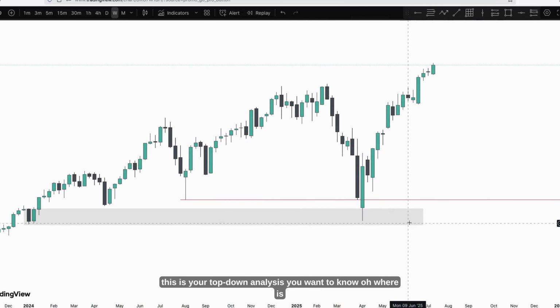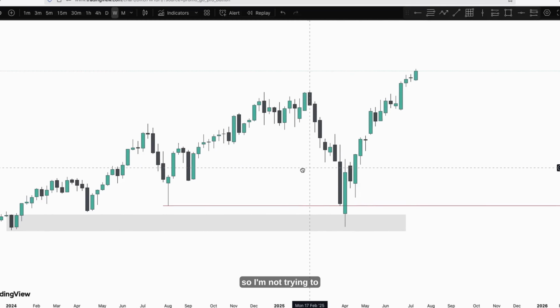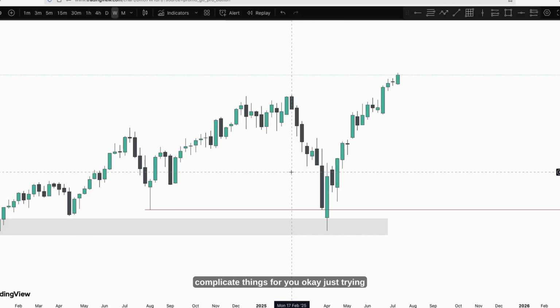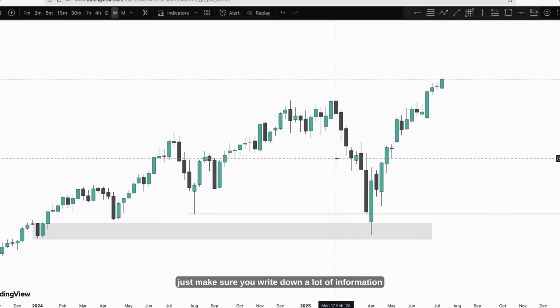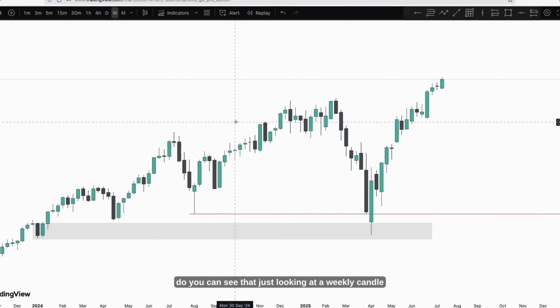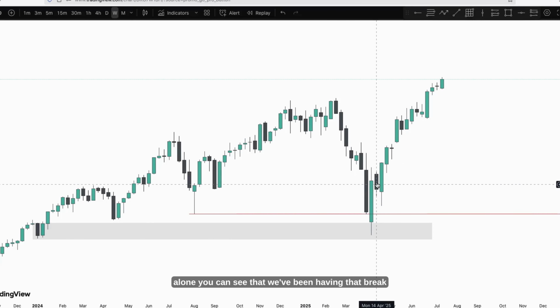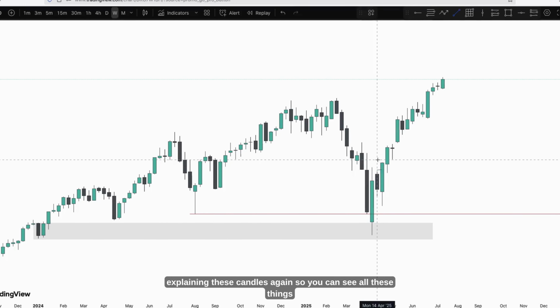You want to know where price is coming from and what price is printing after it came from where it's coming from. All right, so I'm not trying to complicate things for you, just trying to keep it as simple as I can. So just make sure you write down a lot of information. So when price came from here, what did price do? You can see that just looking at the weekly candle alone, we've been having that break. This is all break. Someone actually said I should make a video explaining these candles again.